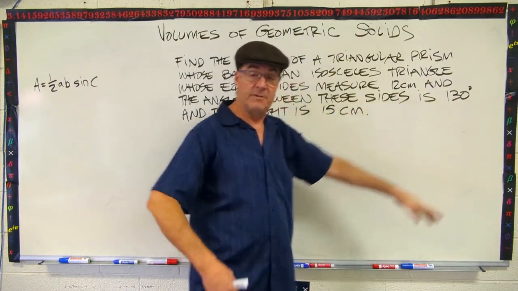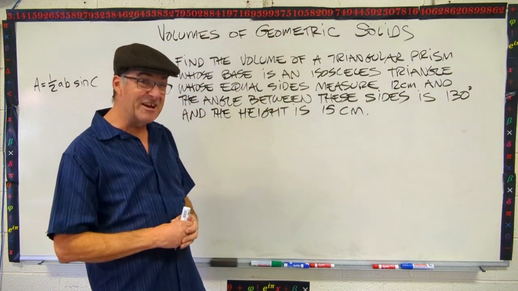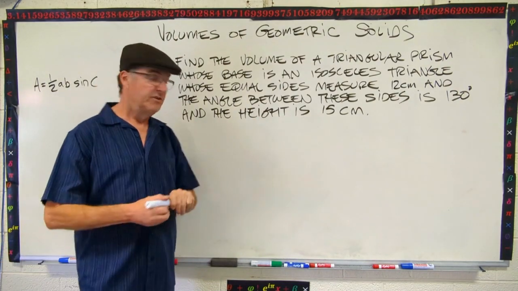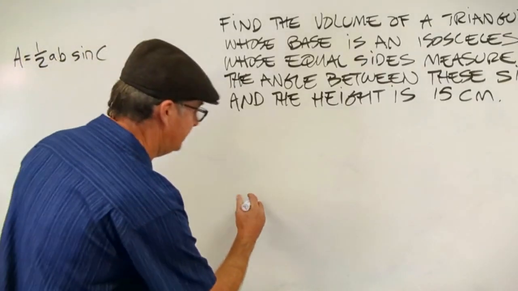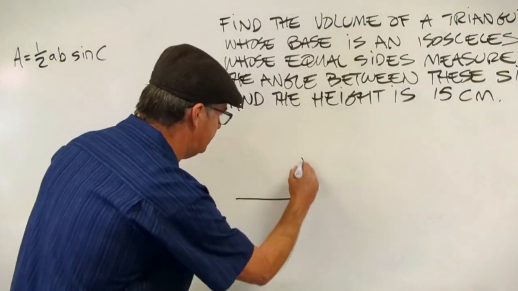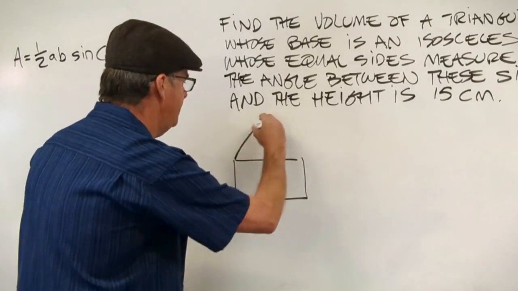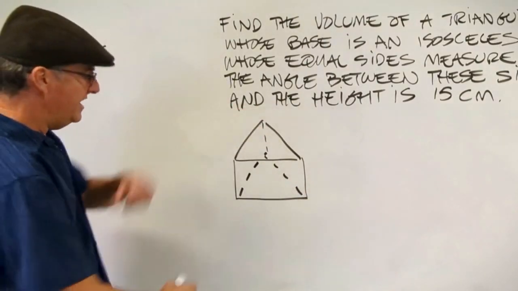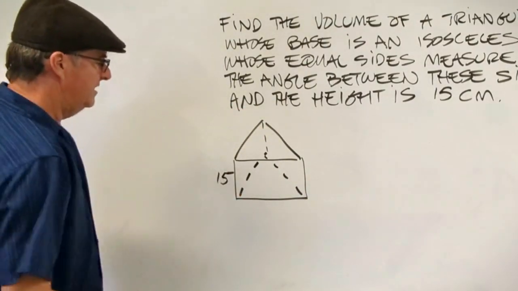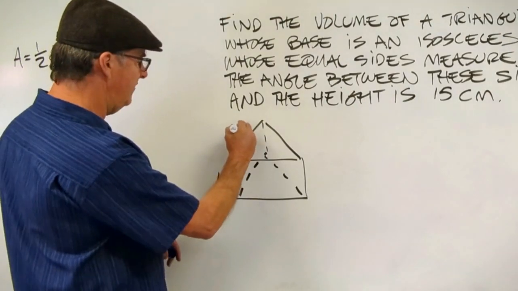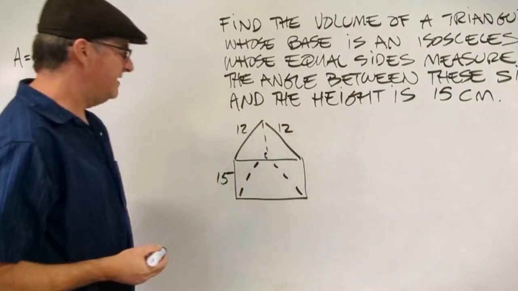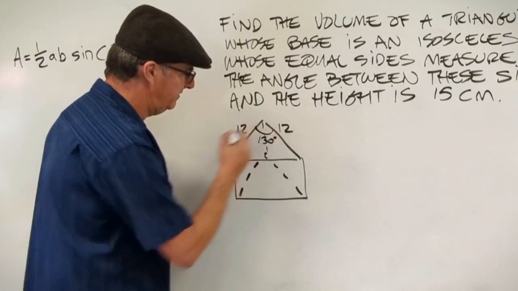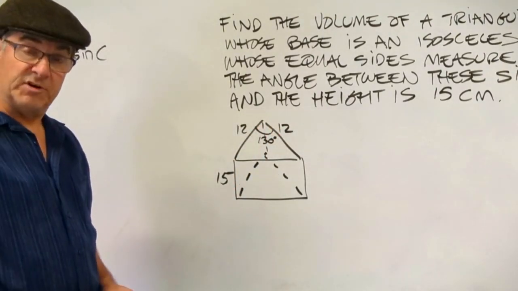Now this is important because we're going to need to use that information to find the area of this isosceles triangle. And the height is 15 centimeters. So I'm going to go ahead and sketch that prism. So here is the front and the back. It goes all the way. The height is 15, so we know that. And the 2 sides are 12, like that. And then we know this angle here is 130. Okay, so there's a sketch of my prism.